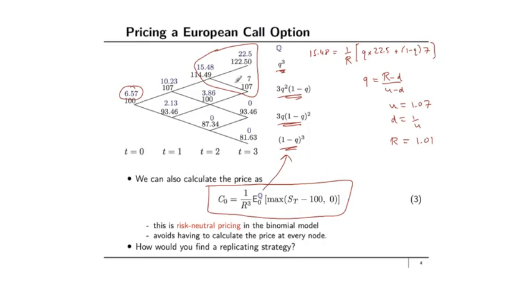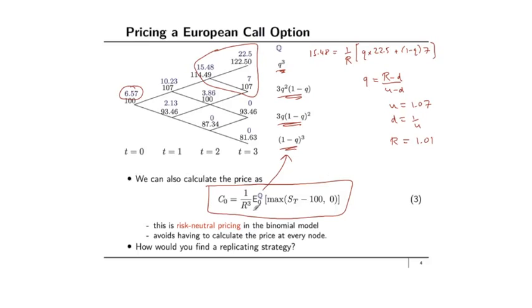Basically, working backwards one period at a time, you can check, is the exact same thing as doing it all as just one calculation like this. This is risk-neutral pricing in the binomial model. It avoids having to calculate the price at every node. And by the way, you can compute any derivative security in this model this way. You can compute the payoffs here at t equals 3 and use risk-neutral pricing in one shot like this.